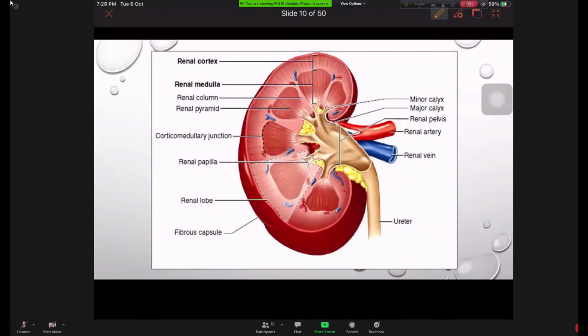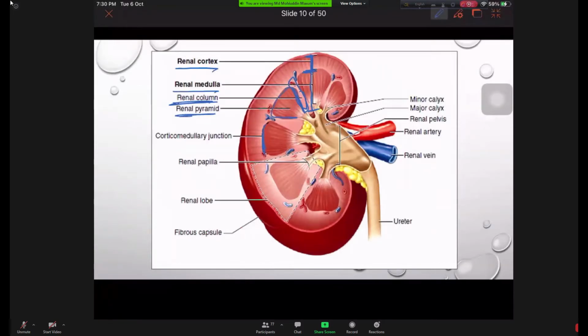I am saying this figure once more to make it clear. This segment is the renal cortex. This segment is the renal medulla. This pyramidal structure is the renal pyramid, and the space in between these two pyramids is called the renal column. Are you clear about the renal cortex, renal medulla, column, and pyramid? Yes, sir. And this junction will be the cortico-medullary junction.